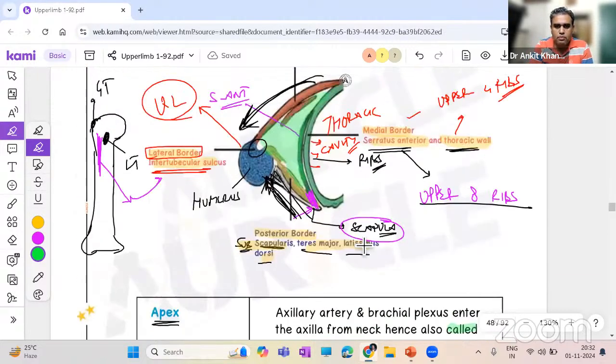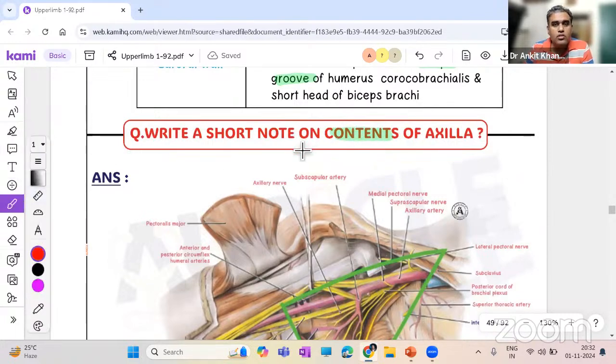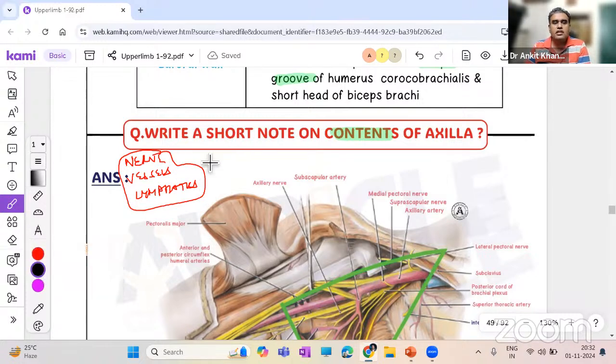This was the most important point to understand the axilla. Then we can just add on. We can answer questions like: write a short note on the contents of the axilla. Yes, this is quite an important question. Contents, I already told you, don't forget: nerves, vessels, lymphatics. I am repeating this again and again. These three structures are the backbone of any living tissue. Any living tissue in your body requires nerves, vessels, and along with the vessels, lymphatics. The lymphatic system is part of the cardiovascular system.